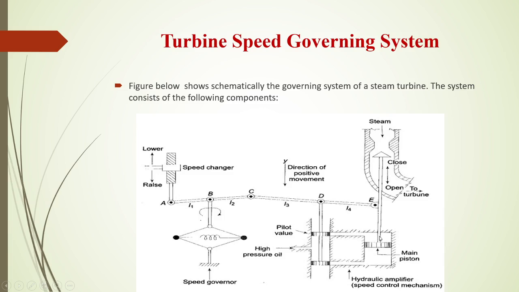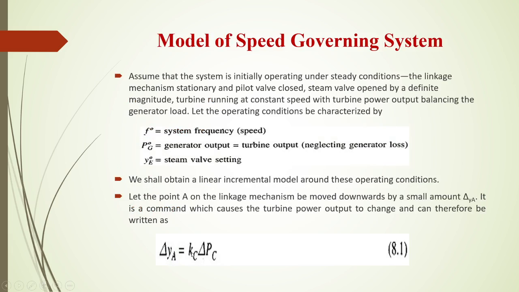The steam valve is opened by some definite magnitude, and the turbine is running at some constant speed with some output, with some load. Now let us consider that F naught is the system frequency, PG naught is the generator output, that is the output of the turbine, and YE0 is the steam valve setting. So we are considering here the linear incremental model around these operating conditions.